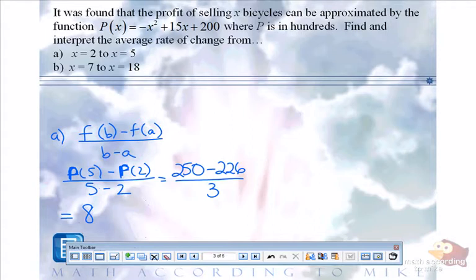Well, there's that phrase, find and interpret. Find means tell me the number. Interpret says what does it mean. To interpret an average rate of change, it's always what the function means per what the variable means. Y per x. So our function means P, profit in hundreds, and the variable means number of bikes. $800 per bike.